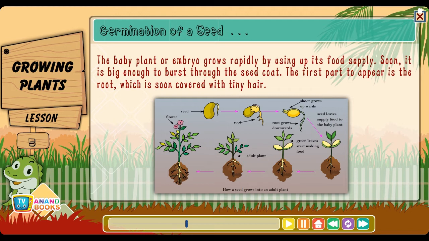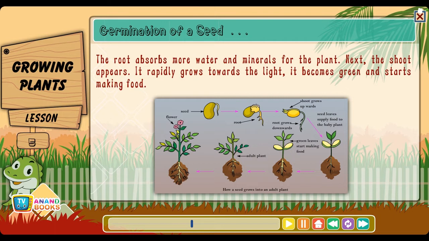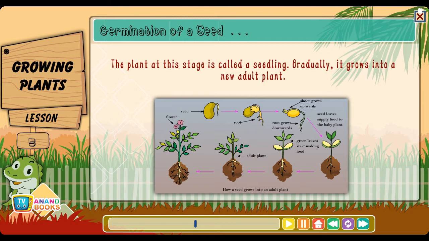Soon it is big enough to burst through the seed coat. The first part to appear is the root, which is soon covered with tiny hair. The root absorbs more water and minerals for the plant. Next, the shoot appears. It rapidly grows towards the light. It becomes green and starts making food. The plant at this stage is called a seedling. Gradually, it grows into a new adult plant.